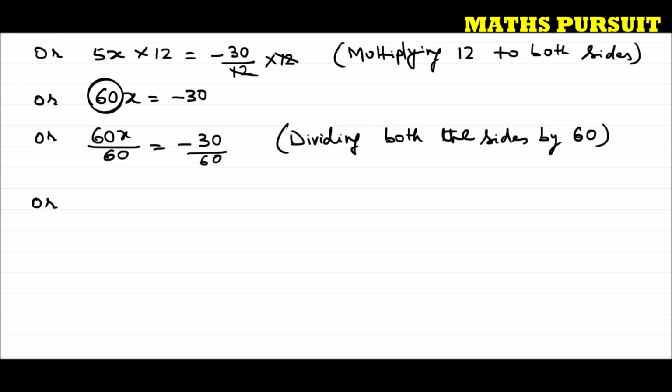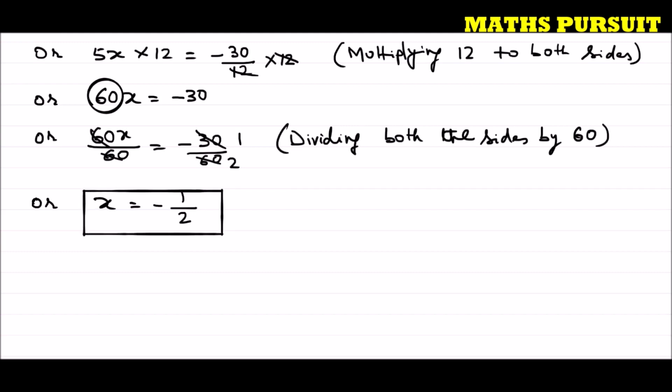Or I can write x is equal to minus 30 upon 60. And this 60 cancels out. We got only x is equal to minus 1 upon 2. How 1 upon 2? 3 ones are 30, 3 twos are 60. So what we got? We got x is equal to minus 1 upon 2.